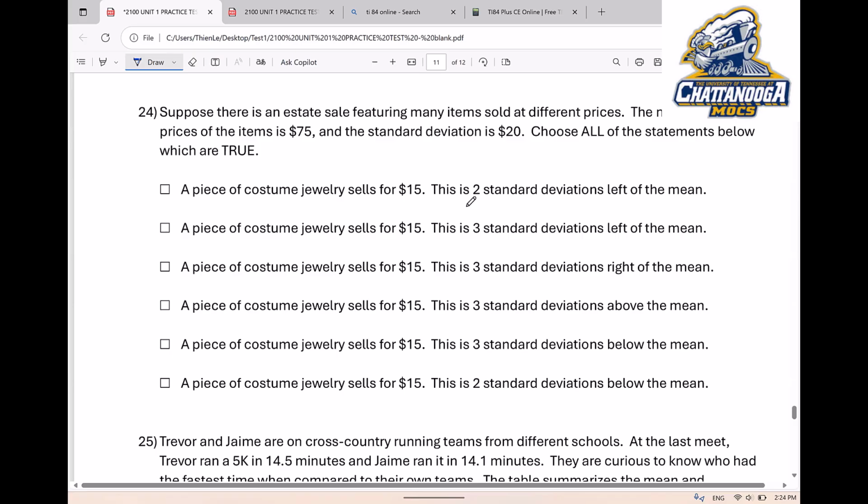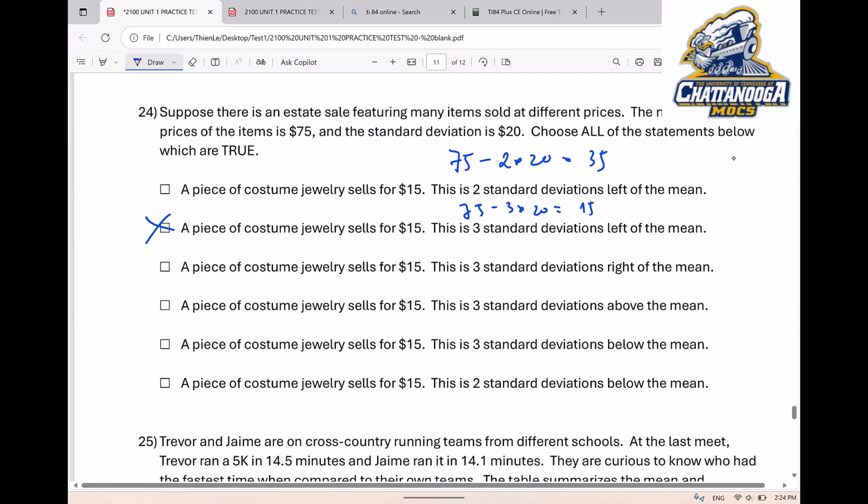Below from the left. Sometimes people say left and right, which is below and above. So if 2 standard deviations left of the mean, it should be 75, right? Subtract 20, but if you do this calculation, it's 35, right? So this one is wrong. A business costume jewelry sale for 15. It's 3 standard deviations left of the mean. So again, you just do the same thing. You got 15, right? So this is true here. A business costume jewelry sale for 15. This is 3 standard deviations right of the mean. So it's wrong here.